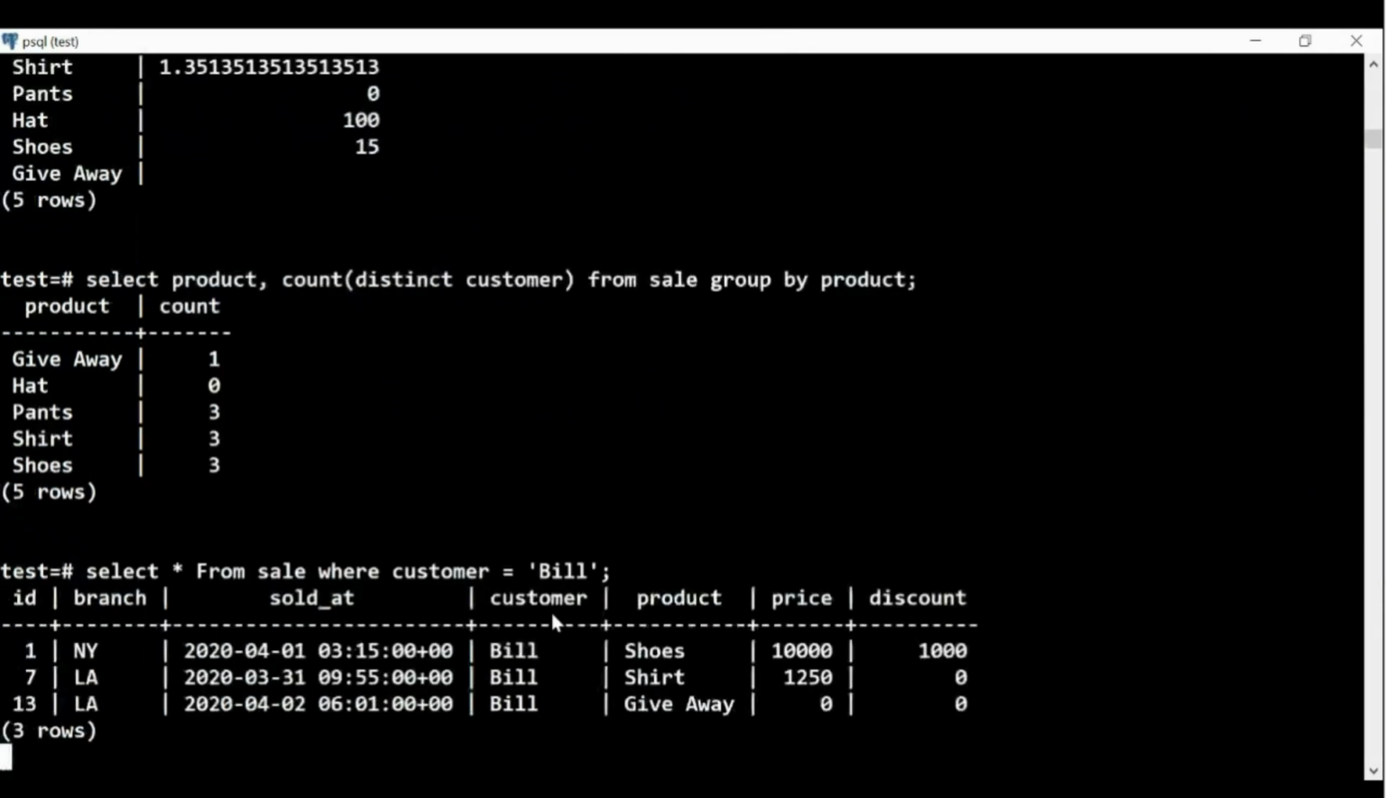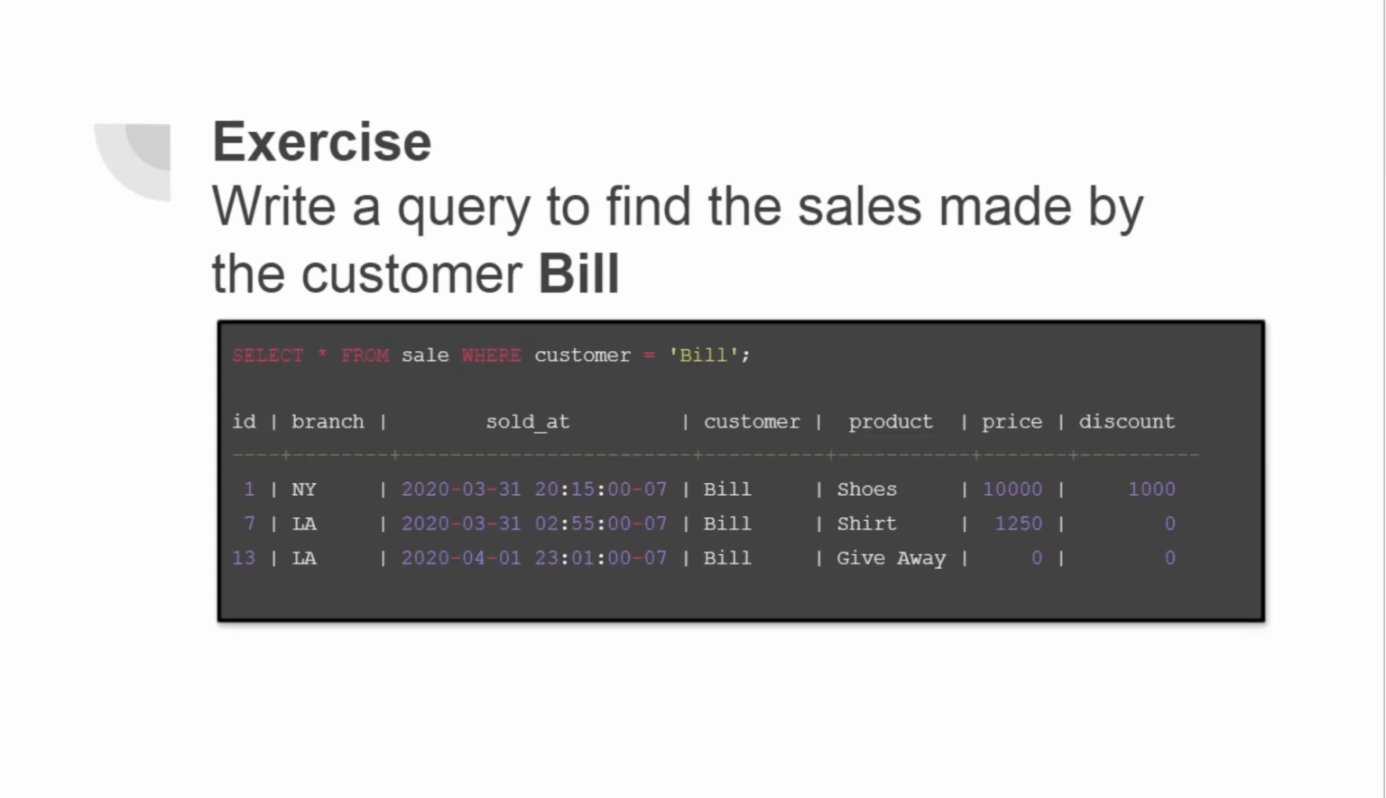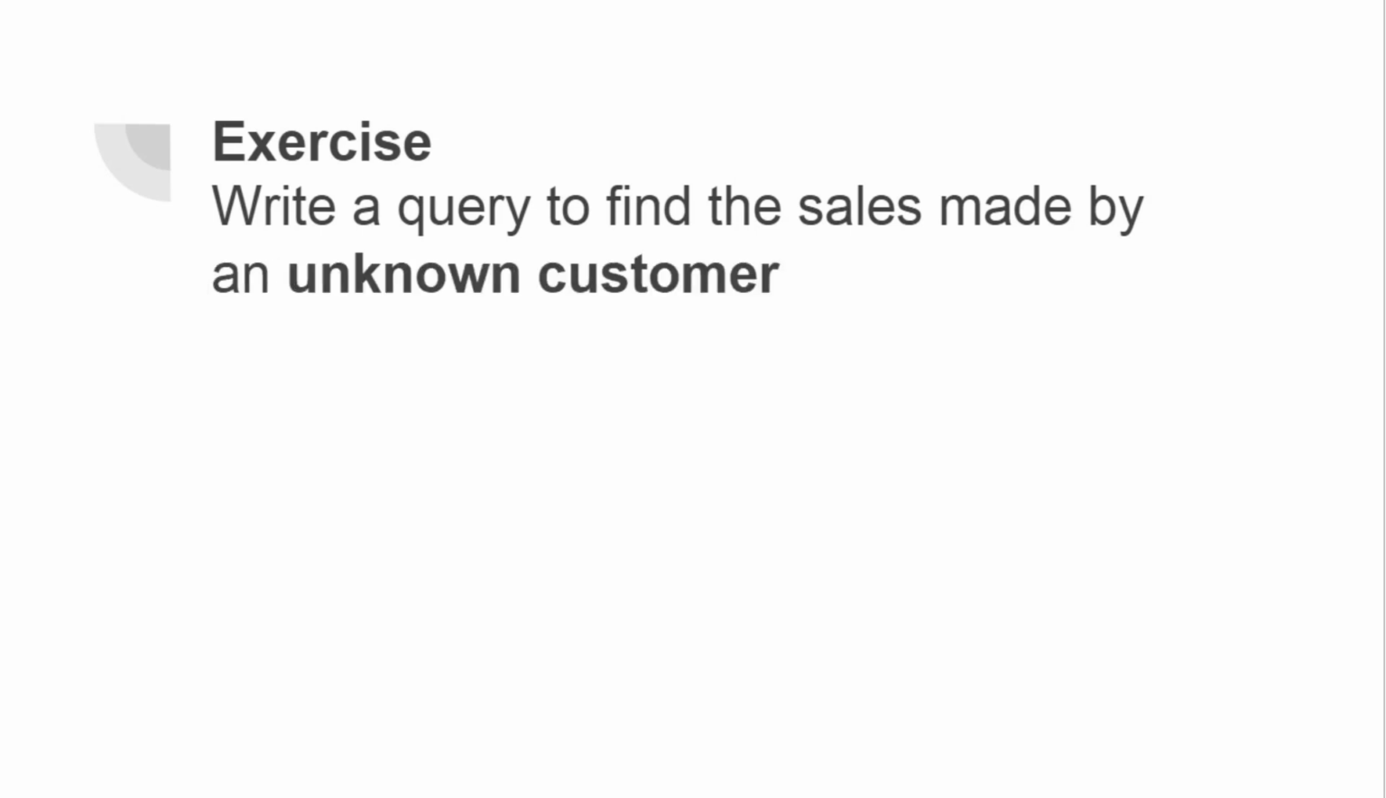Okay, so it seems pretty easy, right? To write a select from sale where customer equals bill. Next, let's try and do the same thing, but this time I want you to try and write a query that finds the number of sales made by unknown customers. I remind you, unknown customers are customers where the value is null.